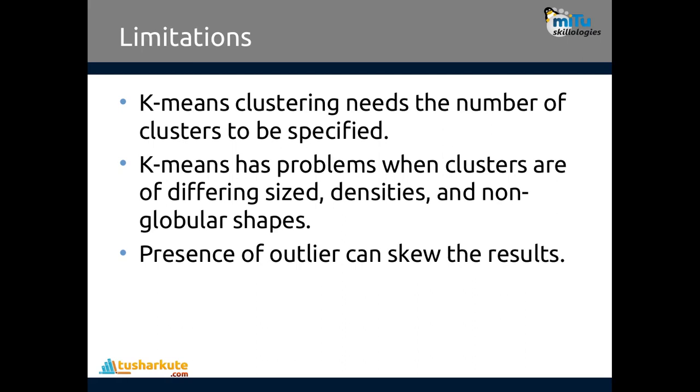K-means has a problem when clusters are of different sizes, different densities, and non-globular shapes. That's why it may create problems in these particular cases, because it uses the Euclidean distance formula to calculate the distance. Presence of outliers can skew the results. Outliers means some of the points which do not follow the crowd's criteria, so they are far away from the original group, and that we call outliers. Generally K-means is also used to find outliers. In one of the videos after unsupervised learning, I'll show how K-means can be used to find outliers also.